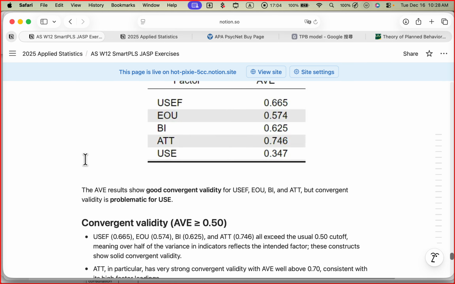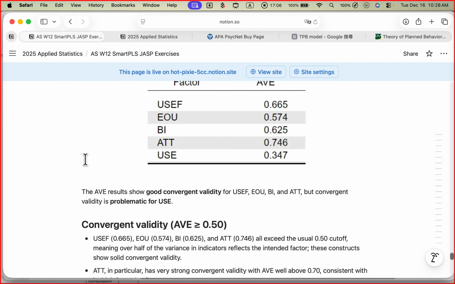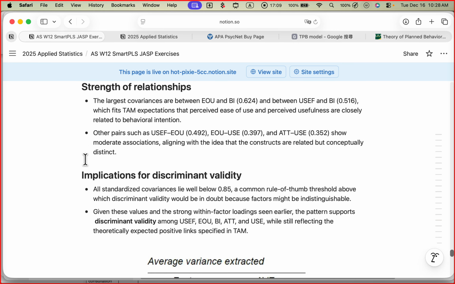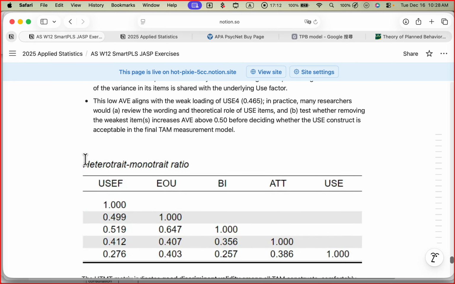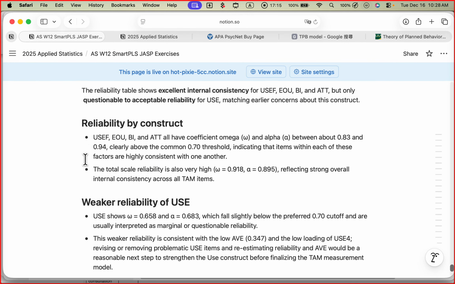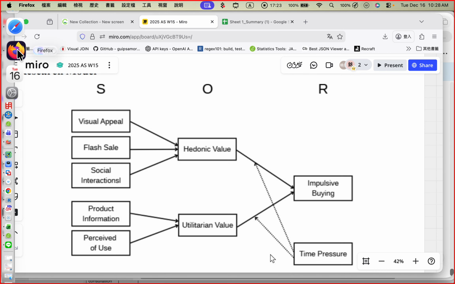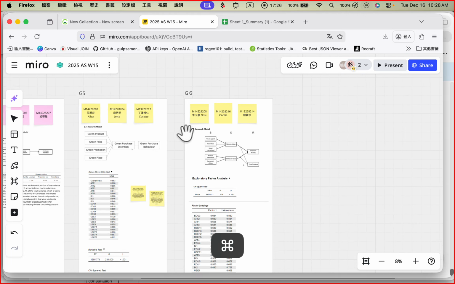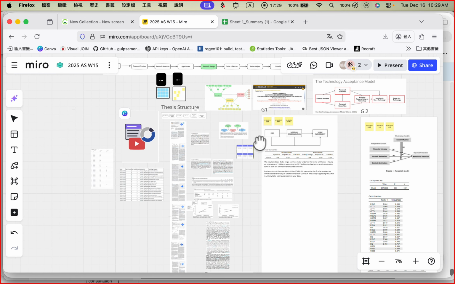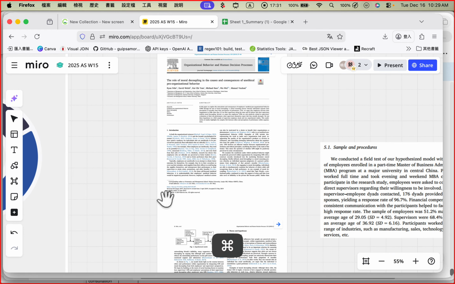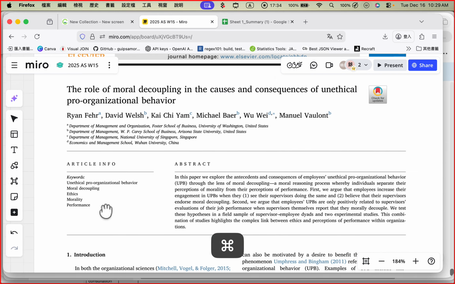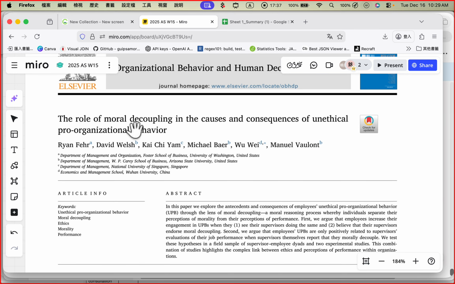So this time, I also give you a few minutes to try to analyze the CFA, but on a different data set. This data set is from the study of unethical pro-organizational behavior. Let me show you. Okay, it's from this study: The role of moral decoupling in the causes and consequences of unethical pro-organizational behavior.